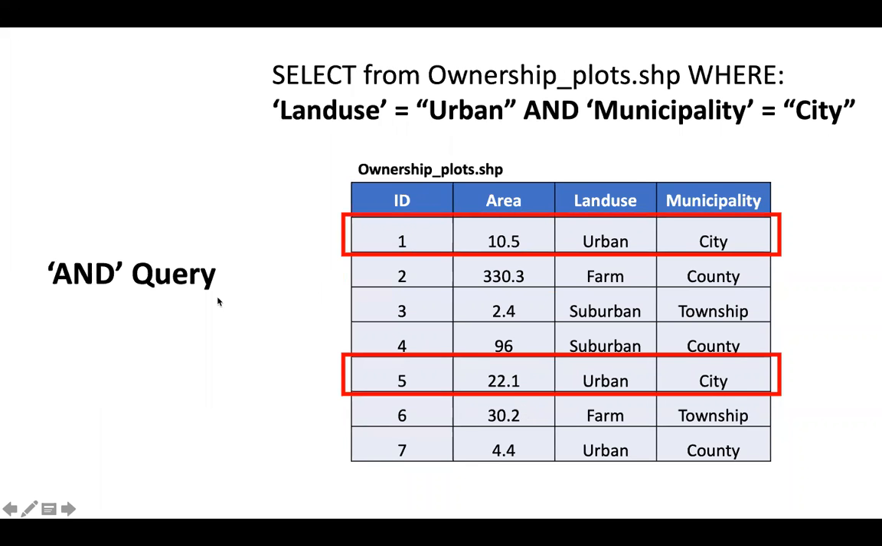In this query, we're doing an AND query where we're selecting from ownership plots, again, that's our shapefile, where the land use field is equal to urban and the municipality is a city. Here we select IDs 2 and 5. Notice that we didn't select 7 because its municipality is not city.